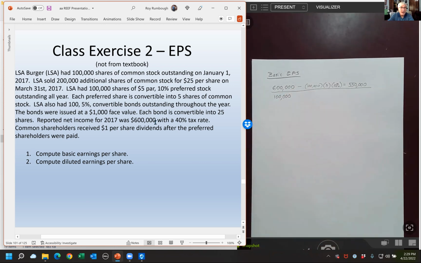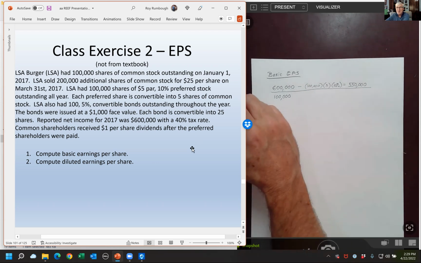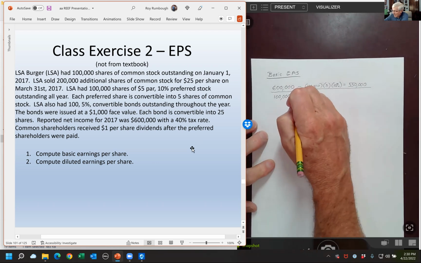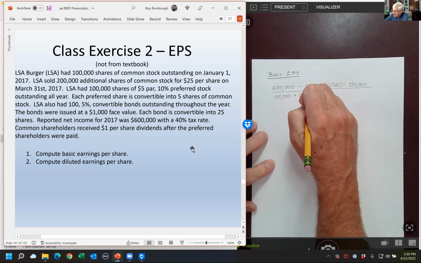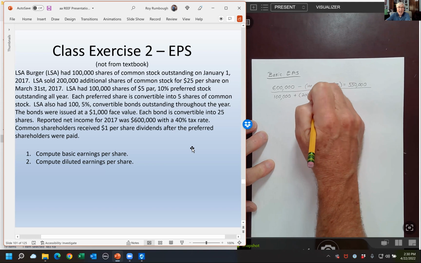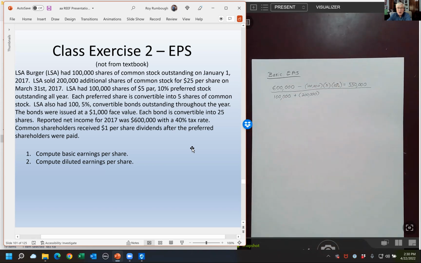All right, let's go look at the shares. We had 100,000 shares outstanding on January 1. And then we sold 200,000 additional shares. Don't really care about that $25. They like to give you extra information you don't need. So we're going to add 200,000 shares, but we don't add them all because we're going to do a weighted average.